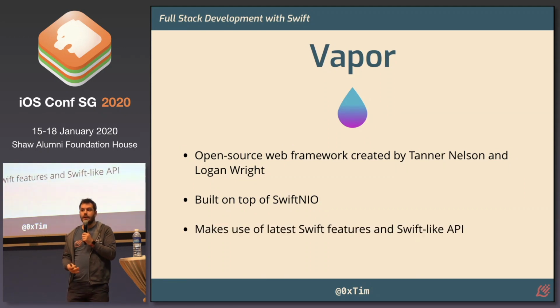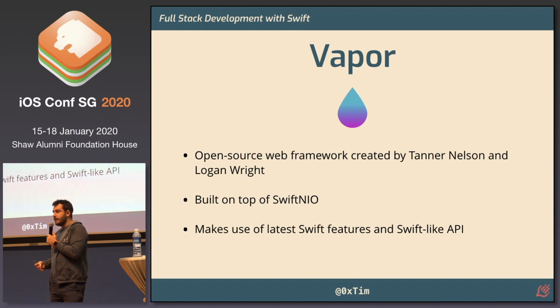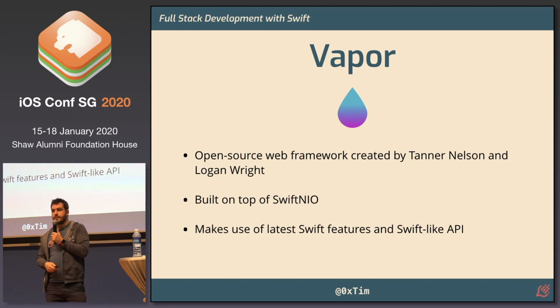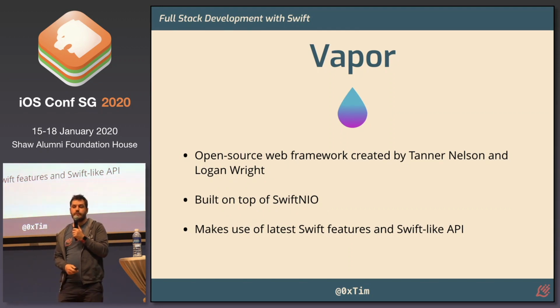And speaking of APIs, Vapor has a really nice Swift-like API. It's written by Swift developers for Swift developers. So if you're coming to it, you can read it and understand what's going on. And it makes use of modern Swift features. When Vapor 3 came out along with Swift 4.1, it was using Codable and key paths. And Vapor 4, which is currently in beta, uses property wrappers throughout all of the database stuff because it provides really nice, clean abstractions.